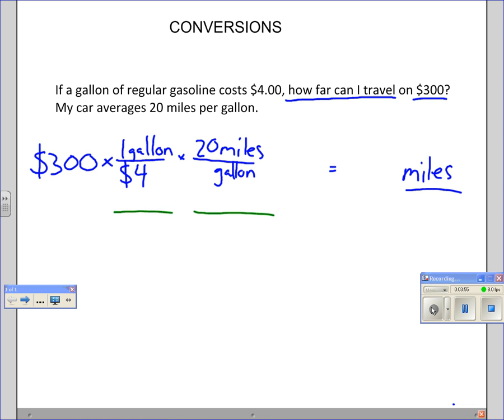So let's cancel some things out and wrap this up. Dollar divided by dollar. They cancel out to leave ones behind. Gallon divided by gallon, they cancel out. Even the numbers here, 20 divided by 4, is 5. Now what are we left with? 300 times 5 miles is 1,500 miles. So the process that we apply with these longer conversions is really no different than it is for the very short ones.